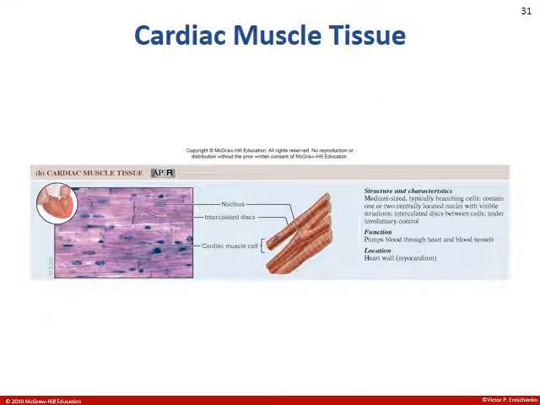You can see this tissue looks much different. You can still see some striations, but not as pronounced as with skeletal. And you see these intercalated discs right here. Those are the gap junctions so that the heart cells can spread the message and they can all contract at one time. You want the heart to contract all at one time to push the blood up and out.